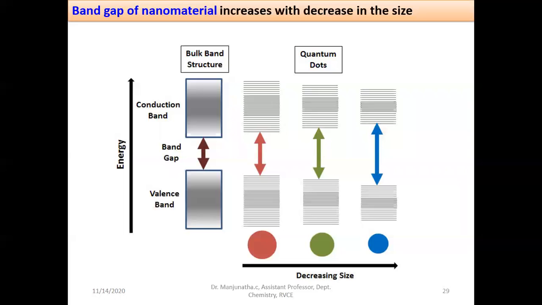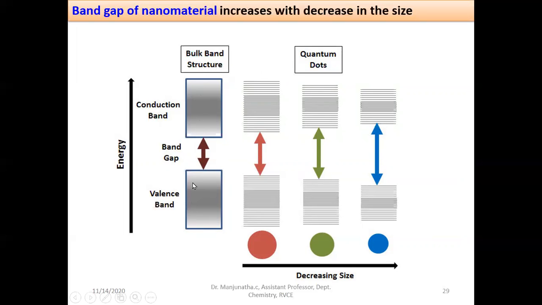Along with the surface area, the band gap of the material also increases. So we know that the band gap is the gap between the conduction band and valence band. There are continuous energy levels present in the conduction band. Valence band is where the electrons are present in the outermost orbital. This is also a continuous band. There are no discrete energy levels here. This is the normal band structure in the case of bulk material.